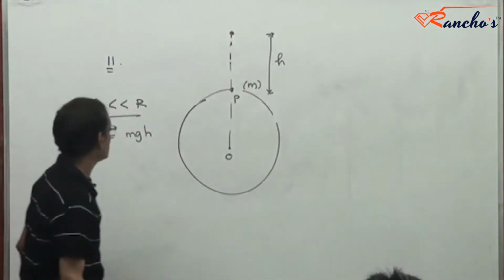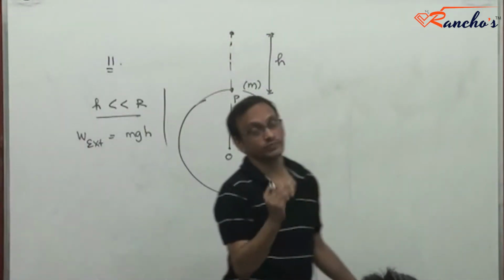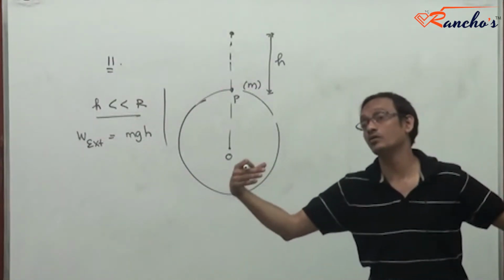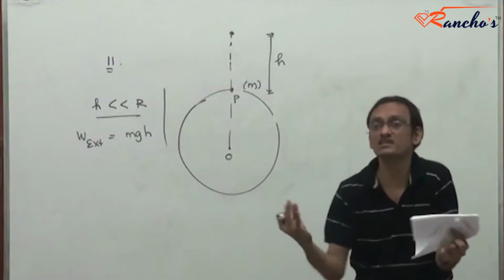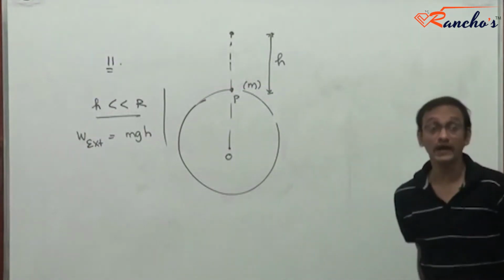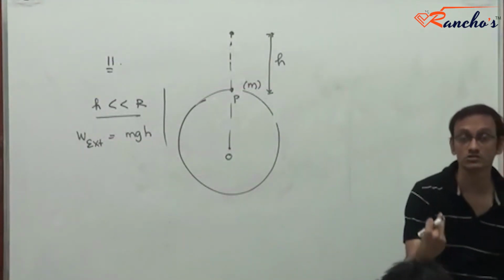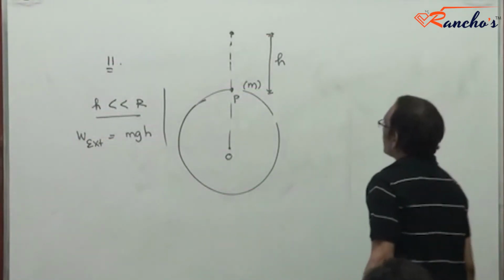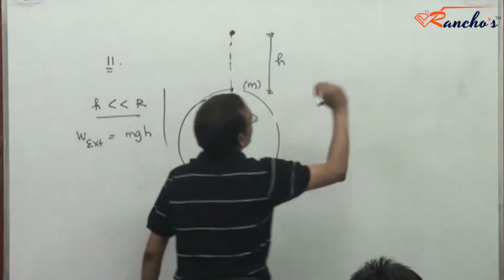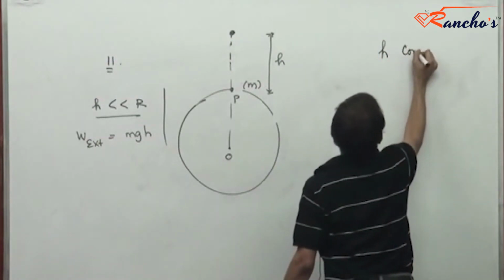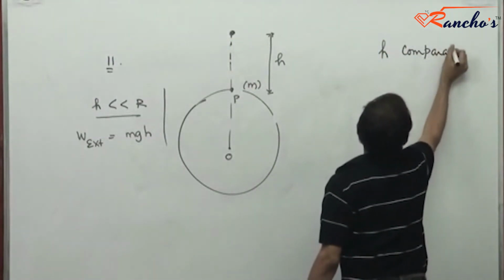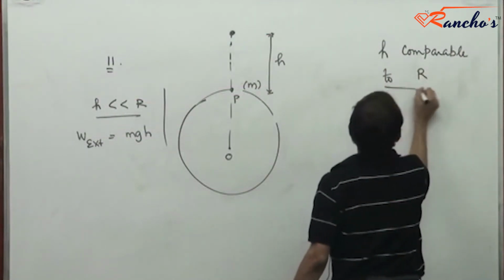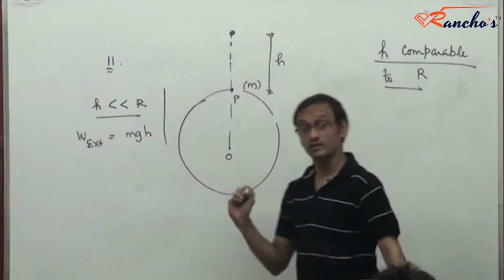Now, if h is comparable to r, h is r, or let's say some significant multiple of r, then you can't imagine g to remain constant. g is then going to vary, right? So now, if h is comparable to the radius r, then g does not remain constant.